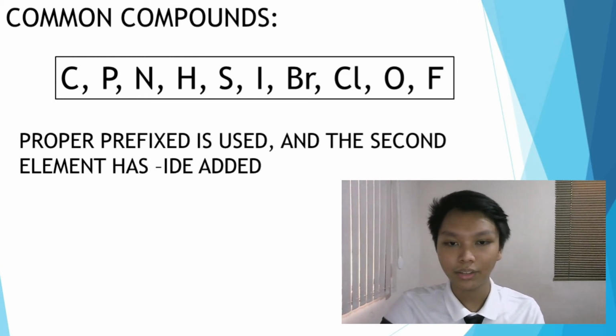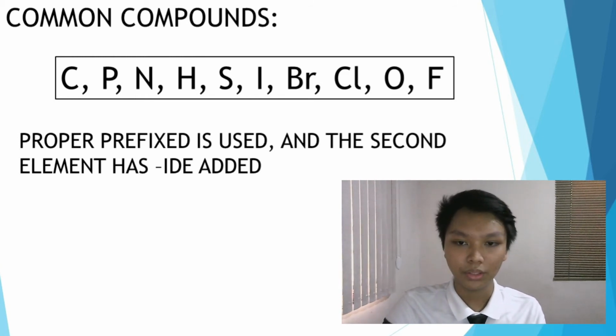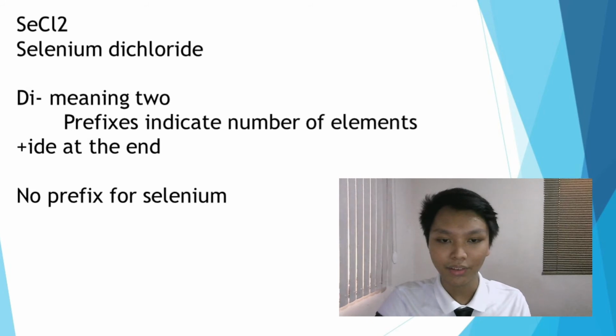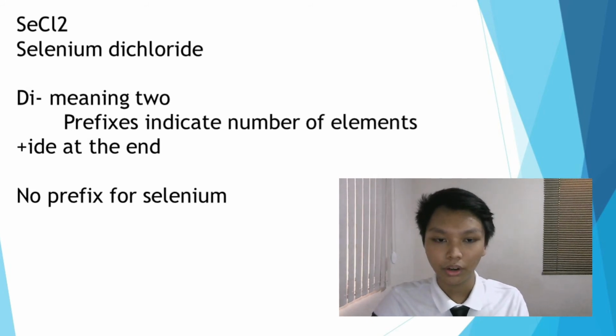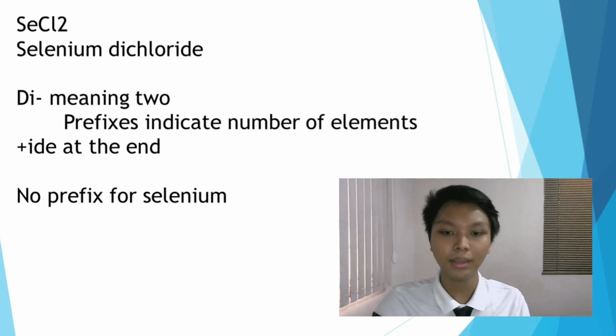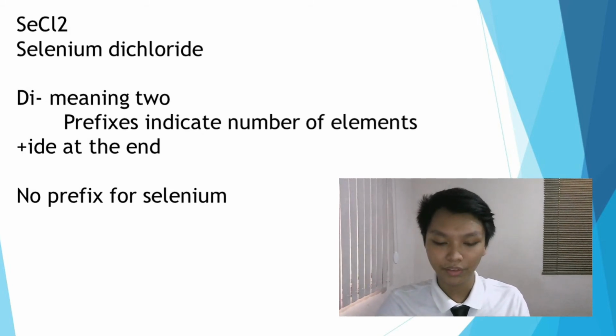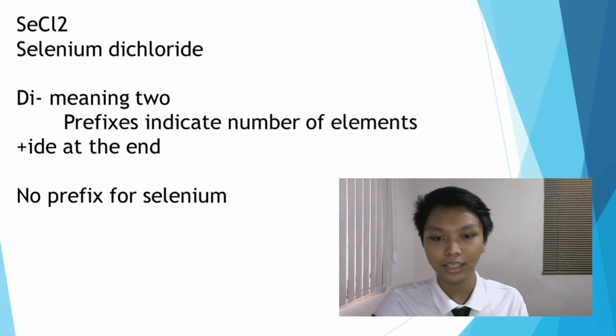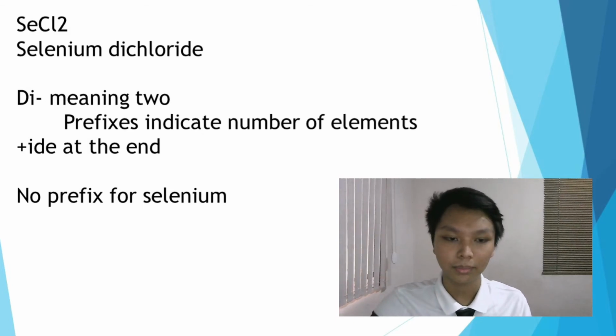When naming the second element, the proper prefix is used and the end of the element is changed to -ide. Here as our example, we have SeCl2 or selenium dichloride. Applying the rules, there should be no mono in the beginning, and the suffix -ide is used on the second element. Selenium has lesser electronegativity than chlorine, and these two elements are balanced.